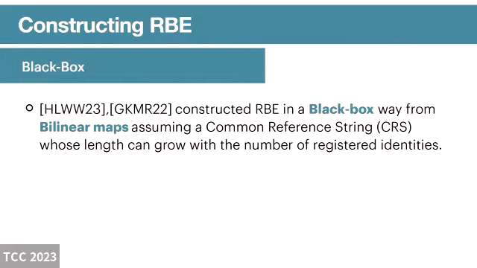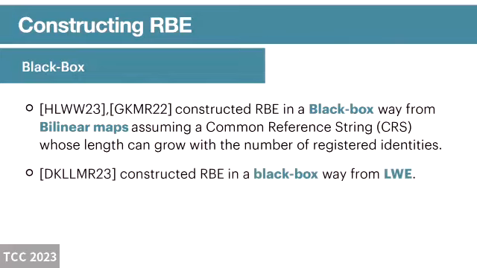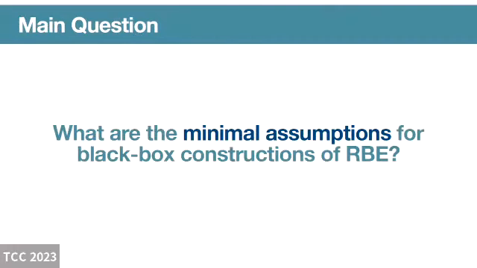Now, something that's really important to note here is that this CRS is not an input to the encryption algorithm. The encryption algorithm only depends on the public parameter, which is still compact and independent of the number of users. Also, Döttling et al. constructed RBE in a black-box way from LWE. So now that we know that RBE can be constructed in a black-box way from bilinear maps or LWE, the question is: can we also construct RBE without these assumptions? Or in other words, what are the minimal assumptions for black-box constructions?